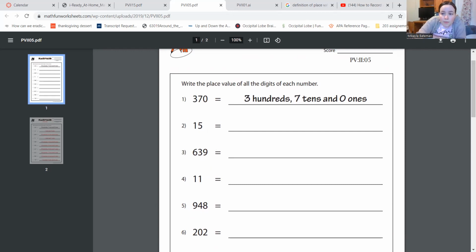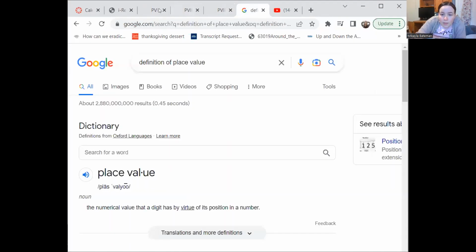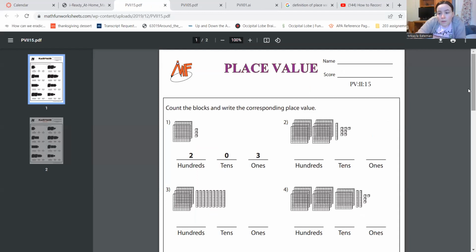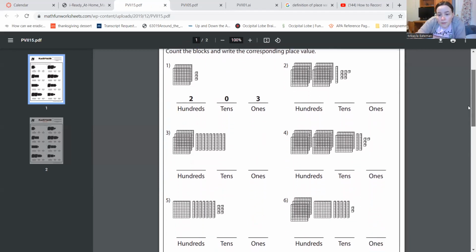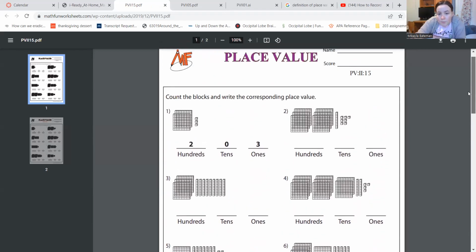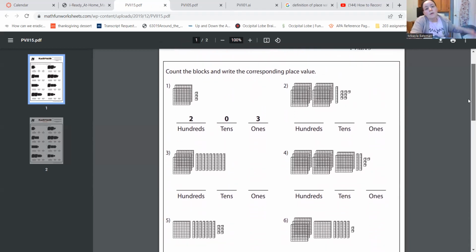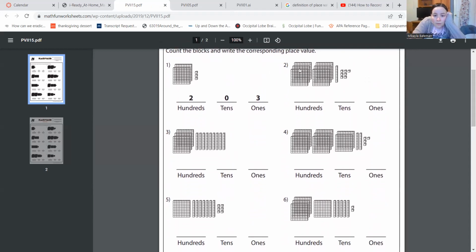Okay, next we are going to be doing this one. Now this one's going to be more on using blocks. So you're going to be counting the blocks on all of them and writing them in the correct place. So make sure you know what your hundreds blocks, your tens blocks, and your ones blocks are. And number 1 is an example.